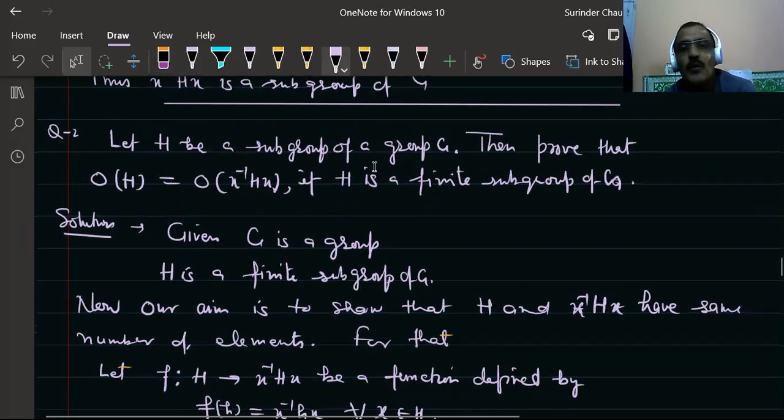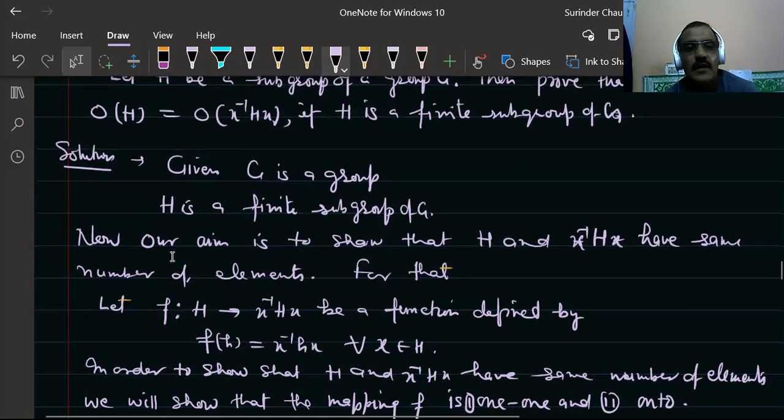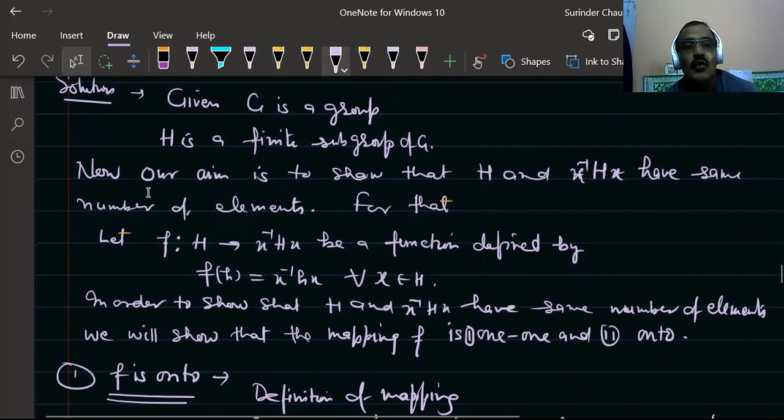Let H be a subgroup of G, then prove that the order of H is equal to the order of X inverse Hx if H is a finite subset of G. We will show their order is the same. Now, what is given? Given that G is a group. What is H? H is a finite subgroup of G. What to prove? Our aim is to show that H and X inverse Hx have the same number of elements.